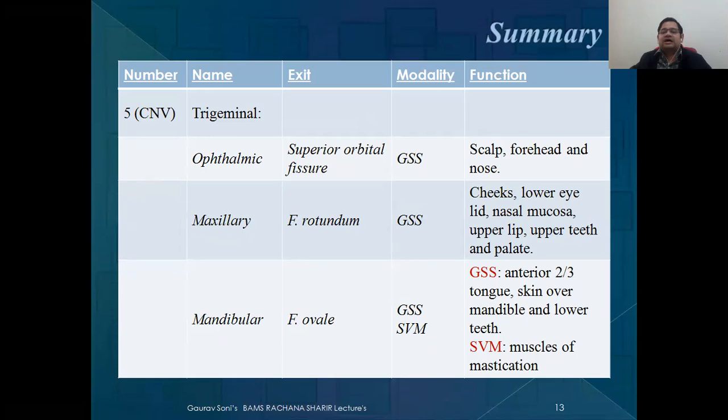So it's very simple to remember if you keep your hand like this, 3 fingers. So towards the orbital fissure, it will be ophthalmic. In the cheeks, it will be maxillary. Toward the mandible, it will be the mandibular. And so are the innervation points. So this is about the trigeminal.